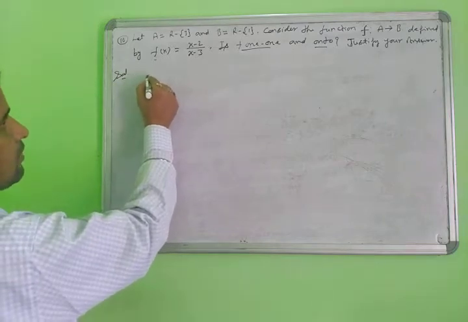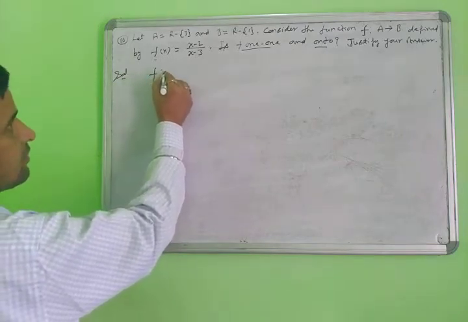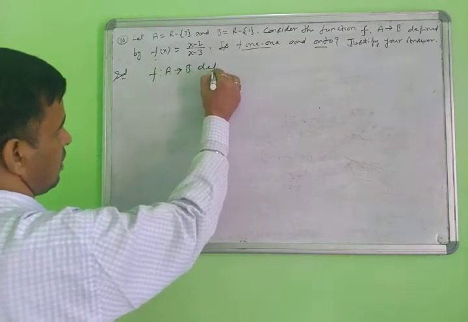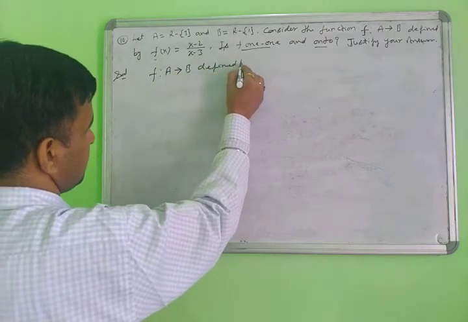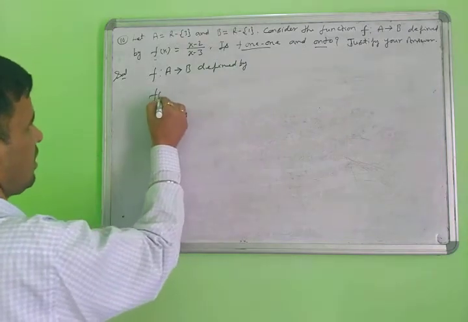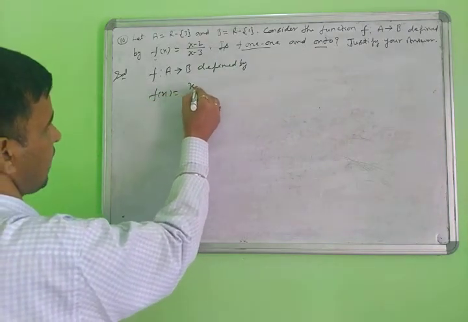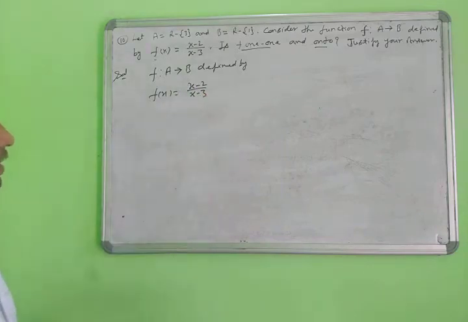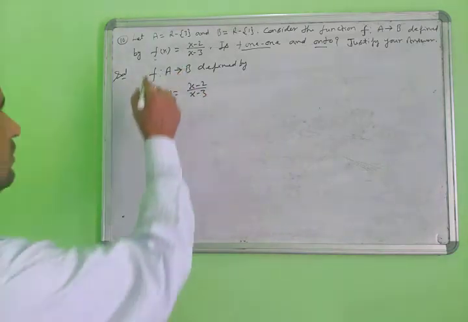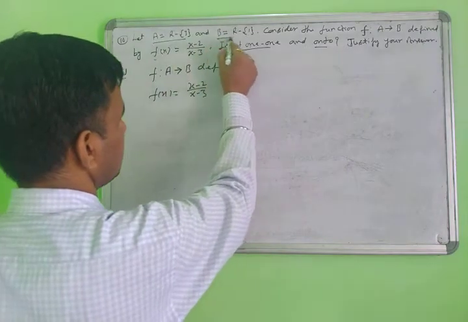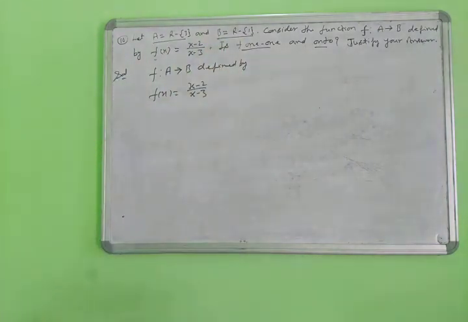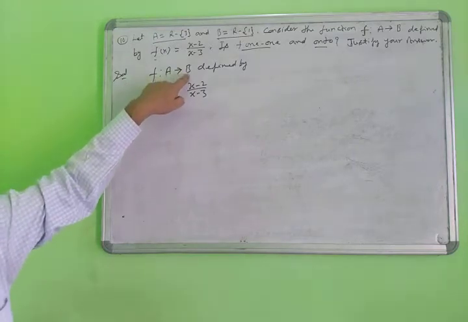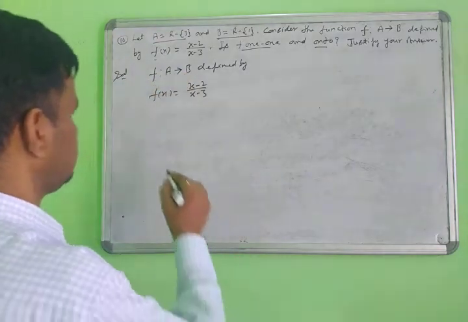Suppose the function f from A to B is defined by f(x) = (x minus 2) upon (x minus 3). Now what is A, what is B? The values of A and B are given, meaning this is A, the domain part, and B, the codomain part. So now start the solution here.